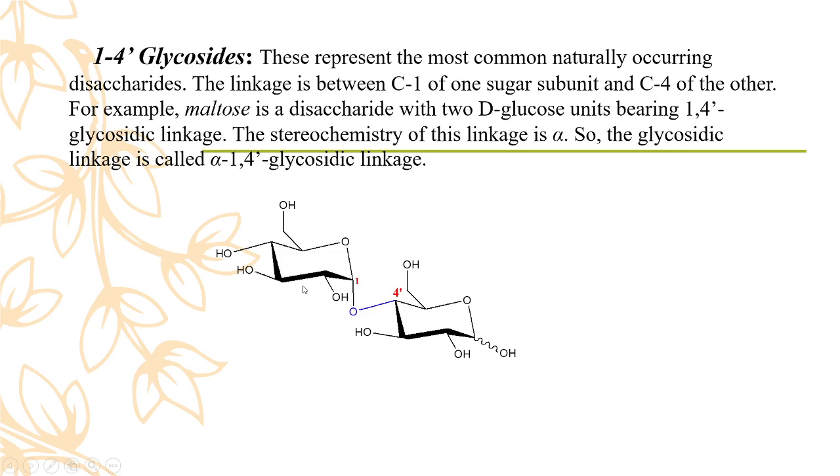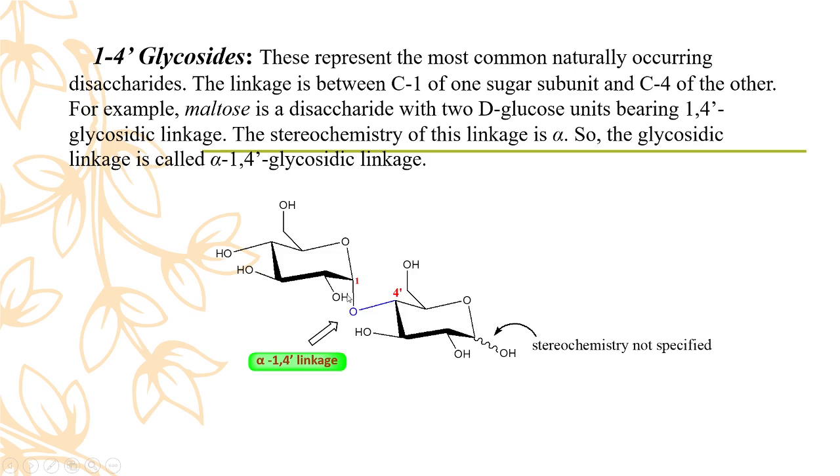Therefore this linkage is alpha 1,4 linkage. The first D-glucose, this is the second D-glucose. The stereochemistry of the second D-glucose cannot be specified, okay. You can see the hydroxyl group of the fourth carbon atom is attached to this anomeric carbon, and the O on the anomeric carbon is axial. Therefore, you can write here the alpha 1,4 glycosidic linkage.